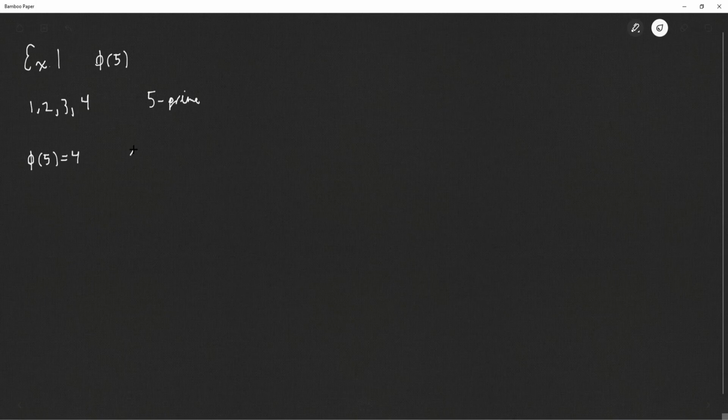And we can show this as the GCD of 1 and 5 is 1, the GCD of 2 and 5 is 1, the GCD of 3 and 5 is 1, and finally the GCD of 4 and 5 is 1, which gives us all our 4 options to give us the answer of 4.